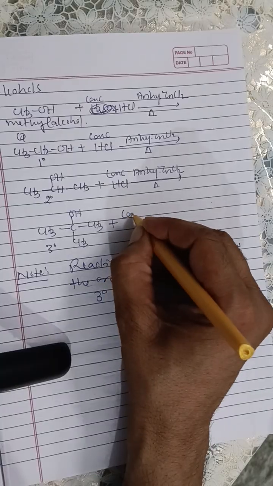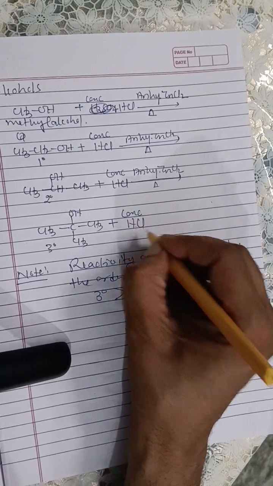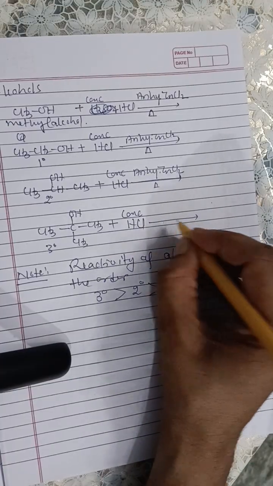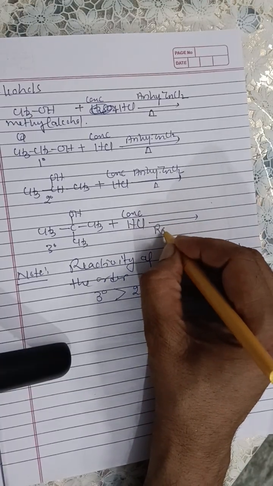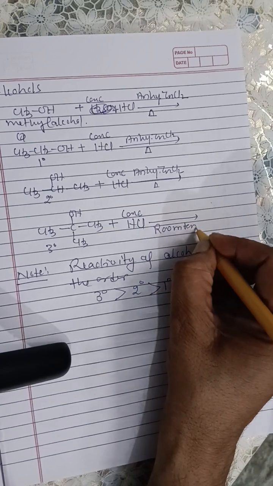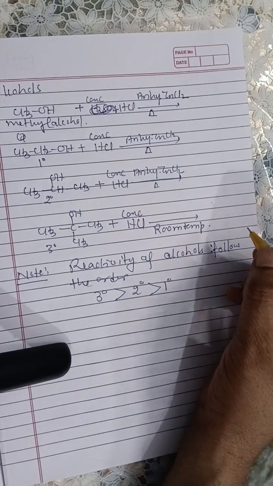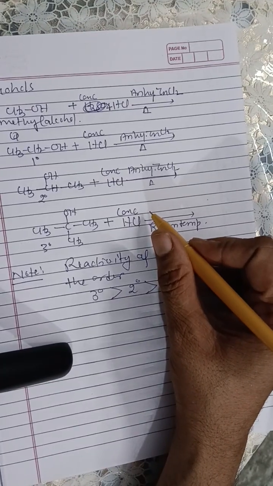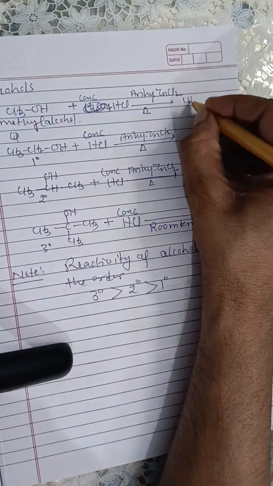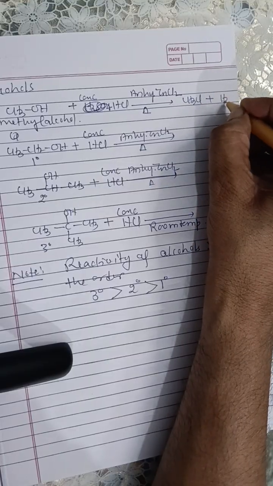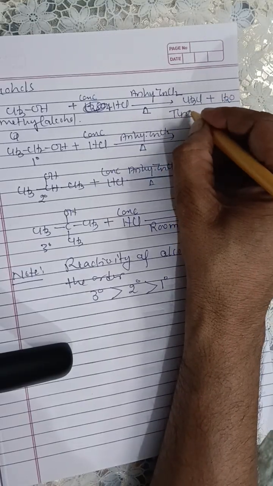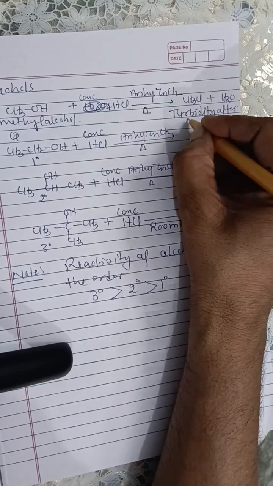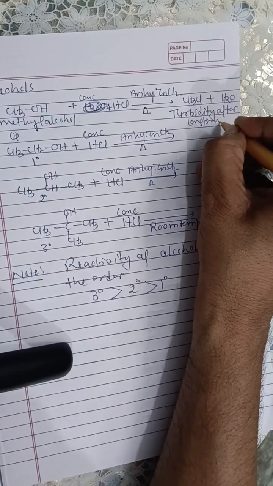In case of 3-degree, because it is the most reactive alcohol, we will keep room temperature here, and no ZnCl2 will be used, to produce CH3Cl plus H2O. Turbidity will be produced after a long time in case of methyl alcohol.